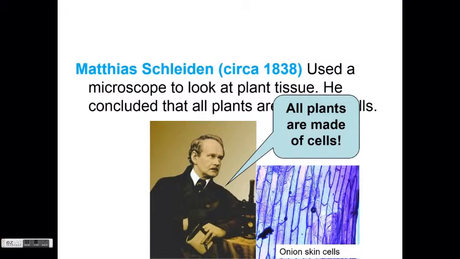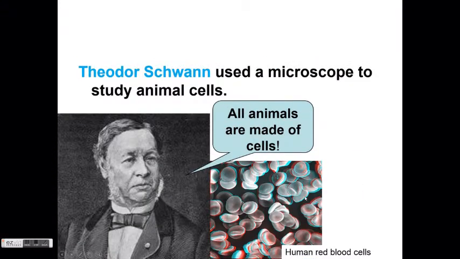The second scientist, forgive me if I say this wrong, Matthias Schleiden, used a microscope to look at plant tissue. And what he concluded is that all plants are made of cells. As you can see in this picture right here, you can see the different plant cells. Then Theodor Schwann used a microscope to study animal cells, and he concluded that all animals are made of cells.